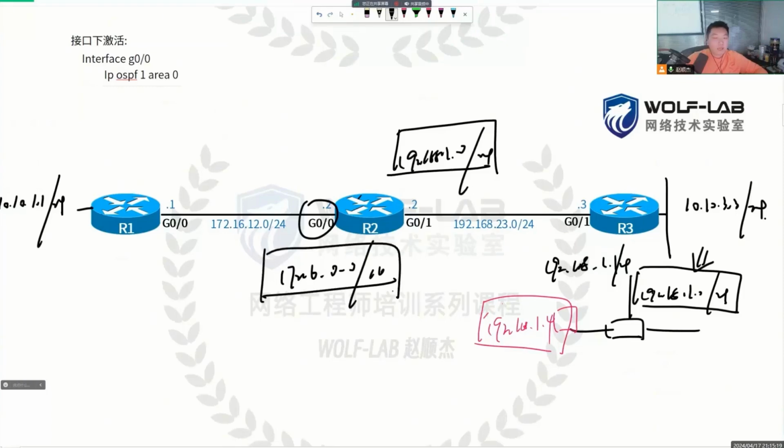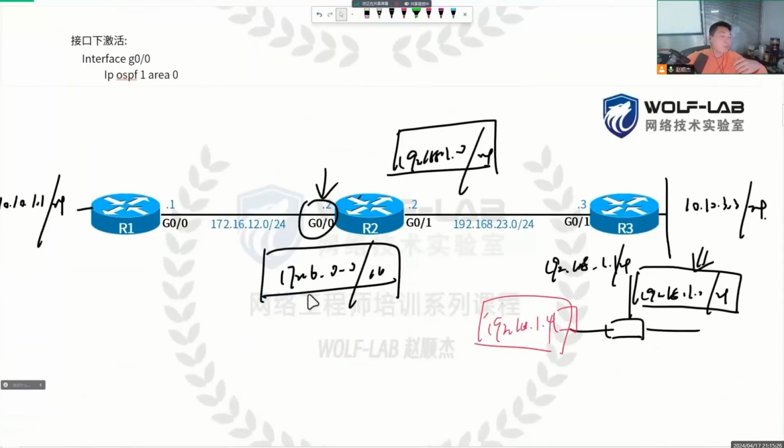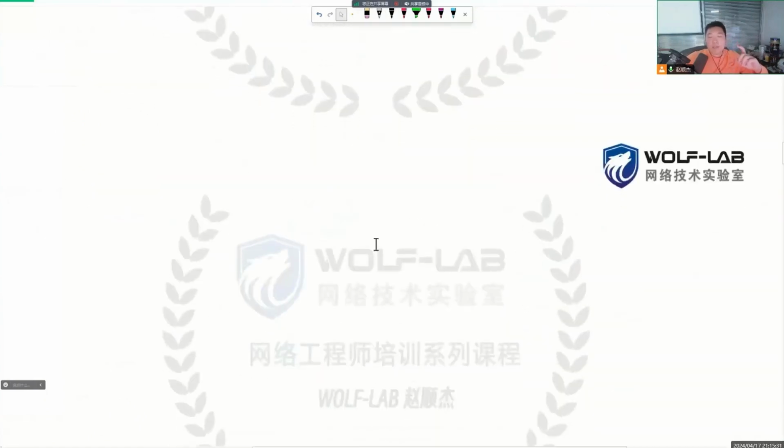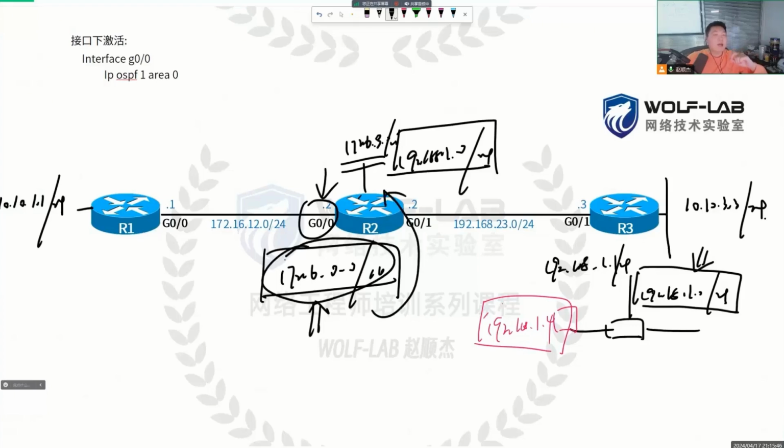But teacher, why do you say that you must declare a precise mask? Try to declare our interface mask. Because we have talked about such a network segment, it was also demonstrated just now, its range is relatively large. Suppose I have another interface on R2 that is 172.16.3.0, won't it also be matched? The range of the declared network segment is relatively large, so it is very likely that other interfaces on our router are also declared into EIGRP, but I don't want them to run.